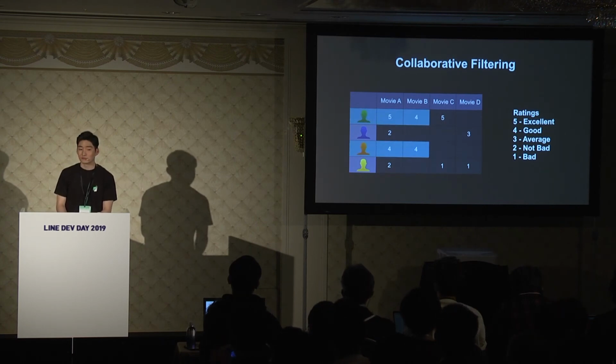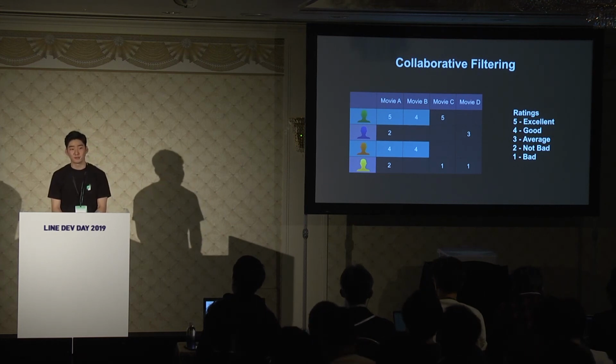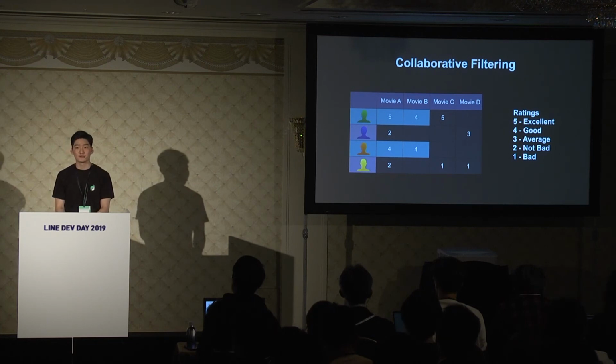If we look at the green and orange users, we can notice that they have watched 2 movies in common, movie A and movie B, and they both gave good ratings for them. Using this information, we can infer that the green and orange users have similar tastes in movies.